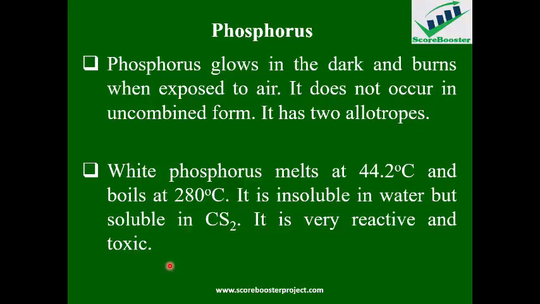So white phosphorus is white in color, as the name implies. It melts at 44.2 degrees C and boils at 280 degrees C. It is insoluble in water, to which it is kept, because we said when it is exposed to the air, it burns. So because of that, it is being kept in water. It is safe to keep phosphorus in water, because if you expose it to the atmosphere, it will burn and will not be useful again.